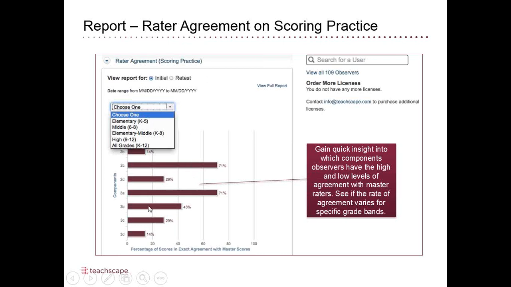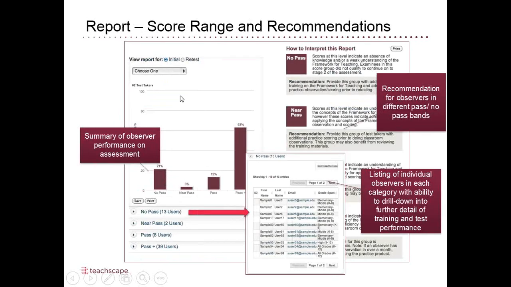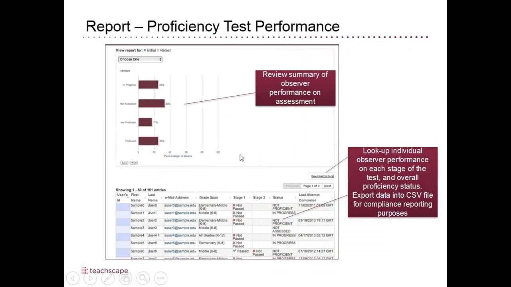So what they look like, what you see if you go in as an administrator of the system and start looking at agreement on scoring practice, you can look at different levels, what percentage are agreeing with the master scores. This varies between what the administrators and the actual observers see, but you can see how to interpret the report, whether you passed or didn't pass, and what people's recommendations were during that process. If you're an administrator, you can see how different people performed and which areas they had difficulty in.